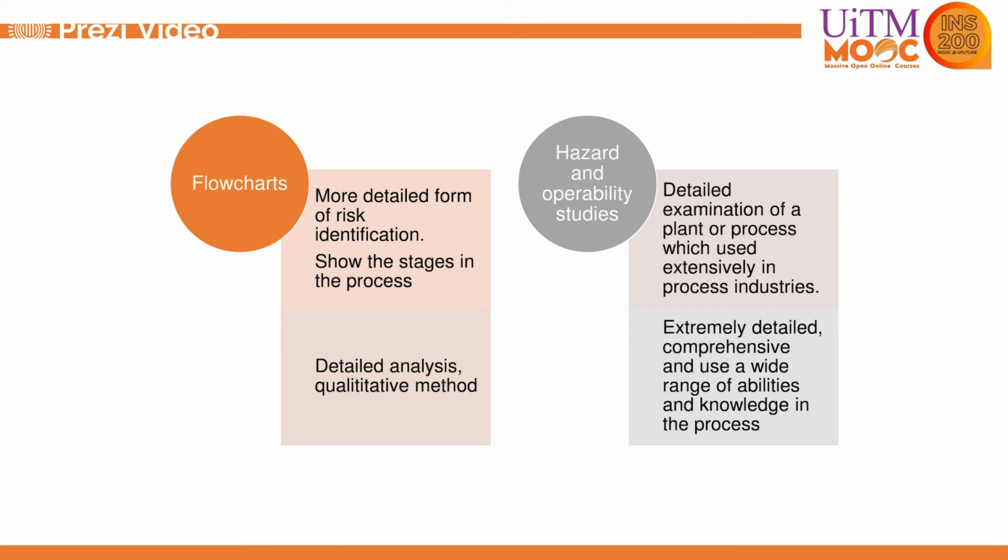Flowchart is a more detailed form of risk identification. It shows the stages in the process or the operation of the factory itself, or the operation on how to make finished goods. So it involves detailed analysis and also a qualitative method of analysis. Flowcharts more or less refer to the standard operating procedure of a company or the factory. So it involves details of activities or tasks that need to be done by the staff according to the SOP.